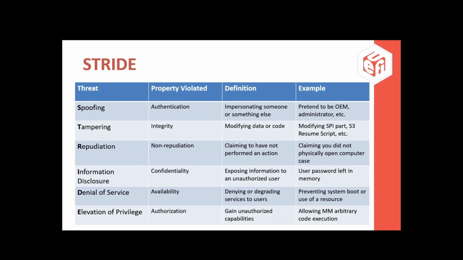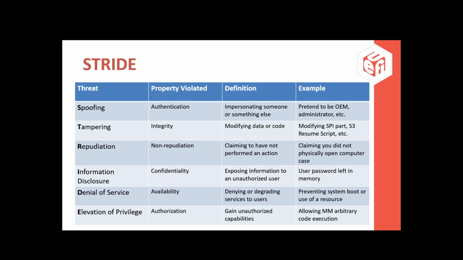So for the STRIDE model, we worry about people that are trying to perform a spoofing attack, tampering, repudiation, information disclosure, denial of service, or elevation of privilege. So to give you an example of some of these attacks and how they are specifically applied to firmware, we can think about spoofing as someone being able to pretend to be the OEM or an administrator after the system is shipped. If I'm able to somehow put it back into manufacturing mode, as an example, and pretend to be the OEM, I could potentially change settings that were not supposed to be changed. Or if I can somehow pretend to be the administrator, again, I may be able to disable UEFI security features.